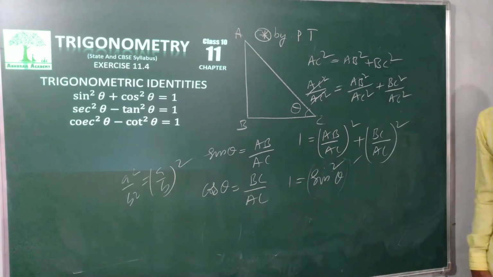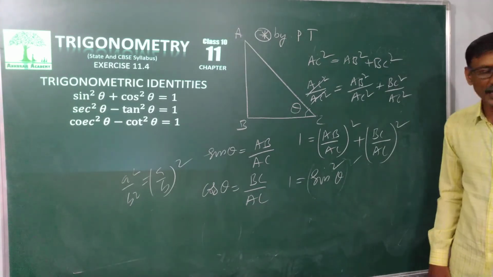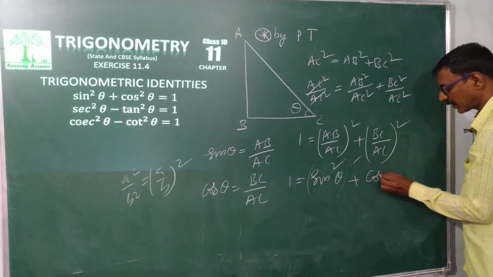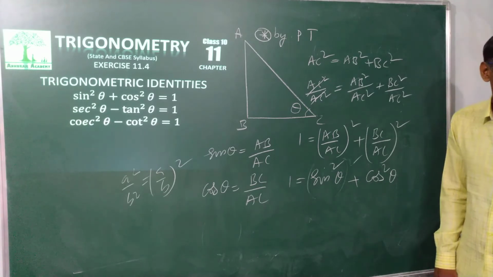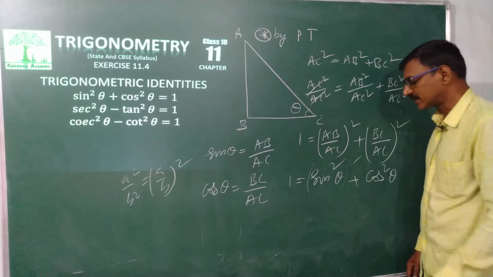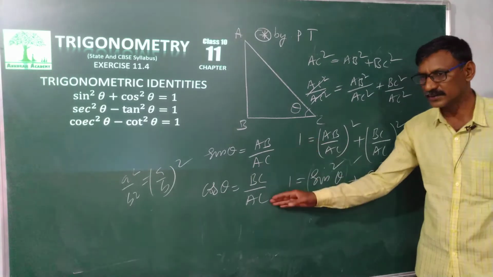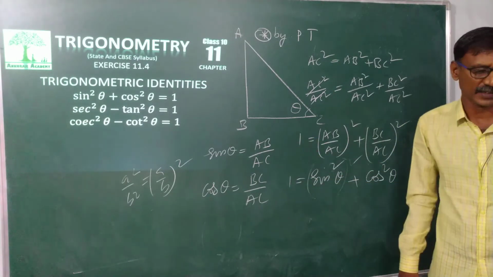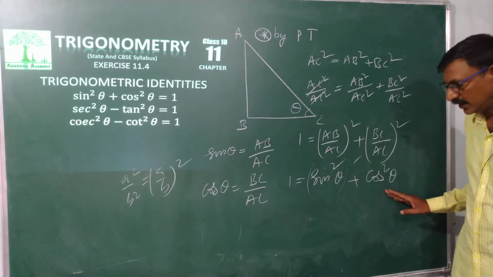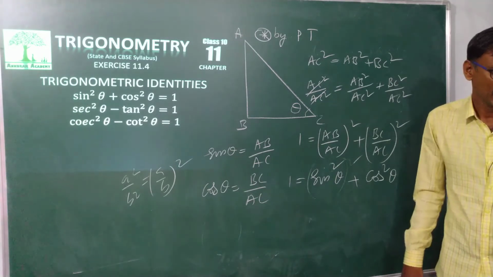This is actually sin theta whole square. In shortcut we simply call sin square theta plus BC by AC is nothing but cos theta, in shortcut cos square theta. This is cos theta whole square. So by this relation between sin and cos, we get sin square theta plus cos square theta equals to 1. This is the relation between sin theta and cos theta. It is always true. That's the reason we call it an identity.